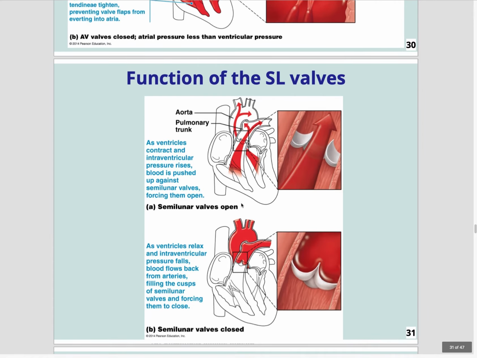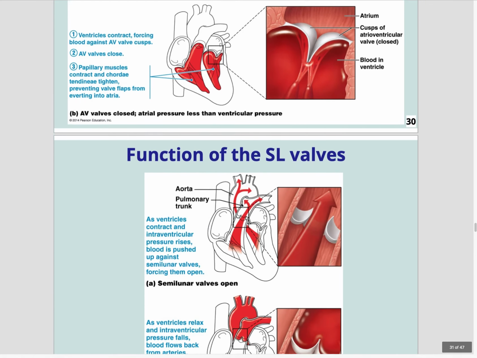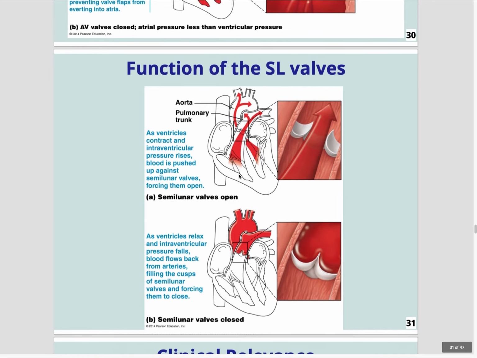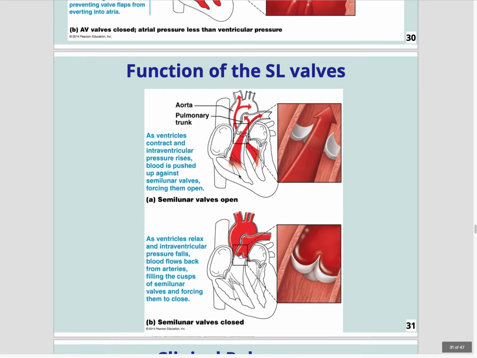Okay. So these semilunar valves are shaped differently than the atrioventricular valves. They have a half-moon shape when viewed from above. Now the blood is going to continue rushing into the aorta and into the pulmonary trunk until a point in which the pressure inside the ventricles falls below the pressure in the aorta and in the pulmonary trunk. At that point, these valves will close, preventing blood from regurgitating back into the ventricles. As you can see, all these valves open and close in response to pressure changes across those valves.